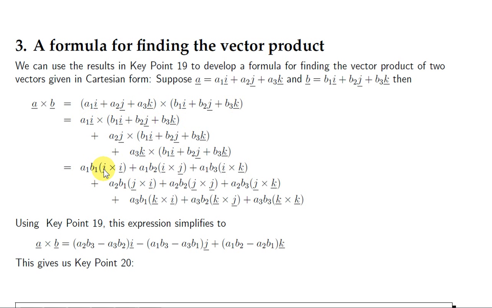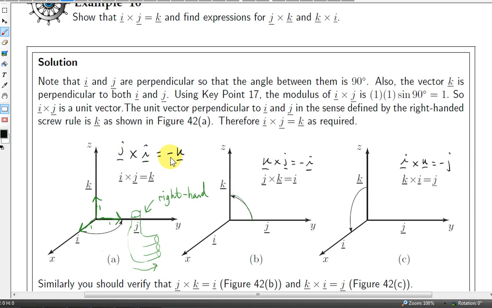Now we saw in the last video that i cross i is 0 because i is parallel to itself. If two vectors are parallel, then their cross product is 0 because the angle between them is 0. The sine of 0 is 0. So this term is 0. Similarly, j cross j is 0, so this term goes out, and k cross k is 0, so this term here goes out. Now here are the results of the last video for the other cross products of the unit vectors. So we can apply them in our situation.